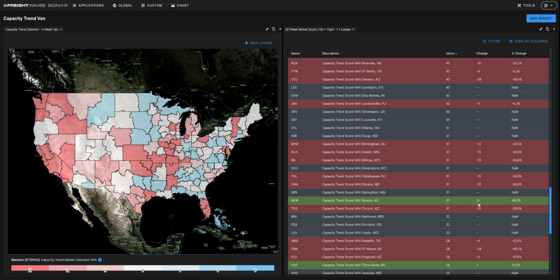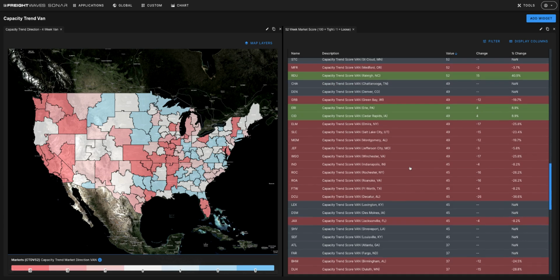for example, you can see it's gone up 12 points in one day. So it has increased 12 points, which means it's becoming tighter. It's still a 37, so it's below 40, so it's a broker favored market, but it is becoming tighter. So if you have Mobile freight on a daily or weekly basis, that would be something I would pay attention to. If it continues to go up, that means it's tightening up even more. So your rates might get a little bit tighter as well.